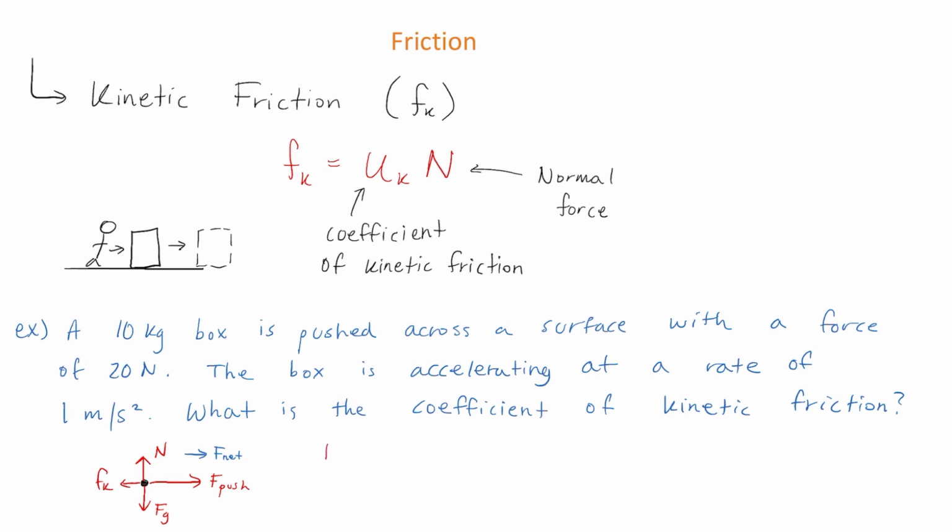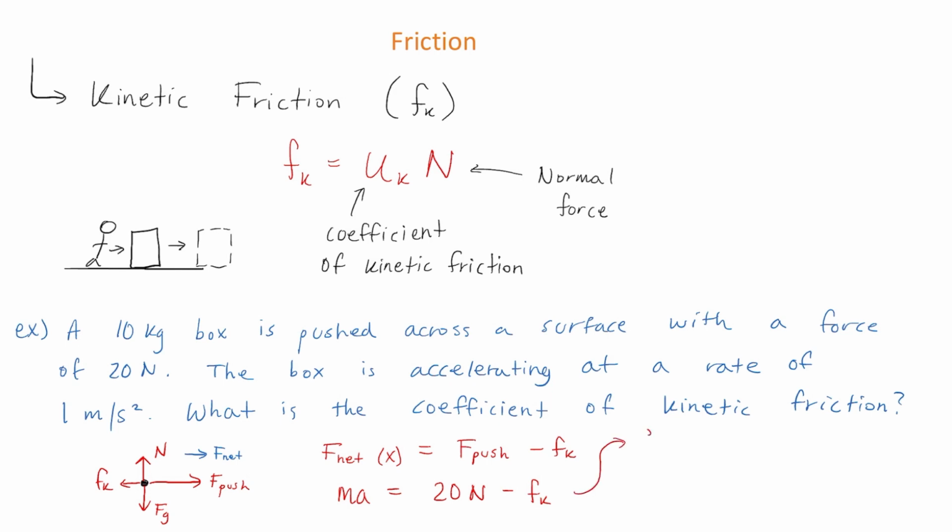The next thing I like to do is write an F net equation. And because we have forces acting along both the x and the y axis, we will need to use an F net x equation, which is the sum of all the forces acting along the x axis. So we have the pushing force minus the kinetic friction. Kinetic friction is negative because it's a vector that points to the left. Now because the box is accelerating, we have to replace F net x with ma, and we can also replace the pushing force with 20 newtons.